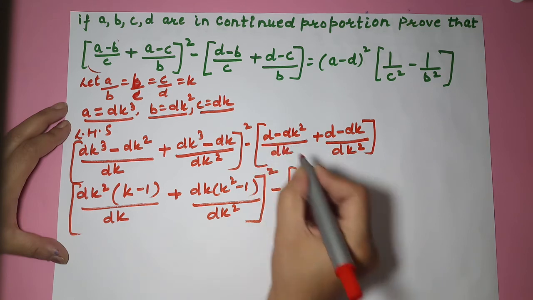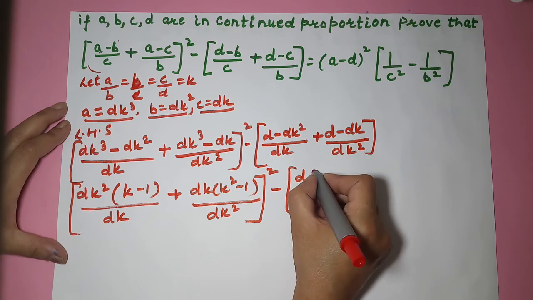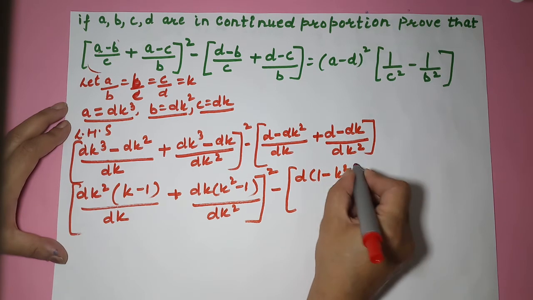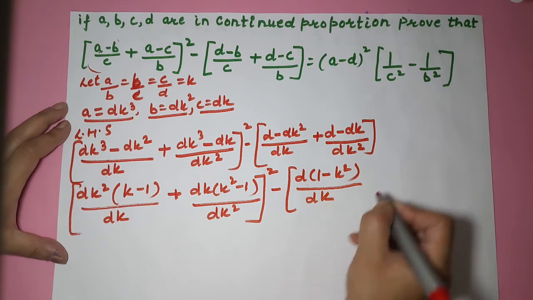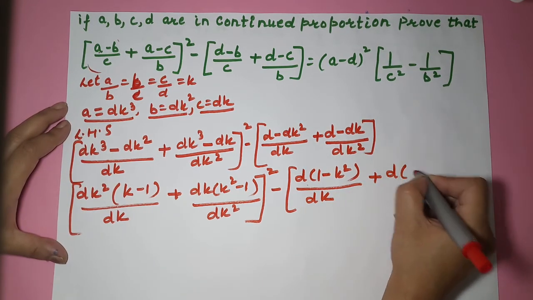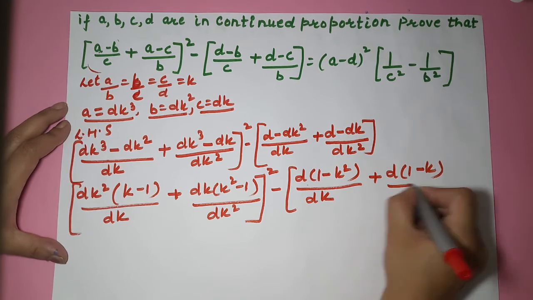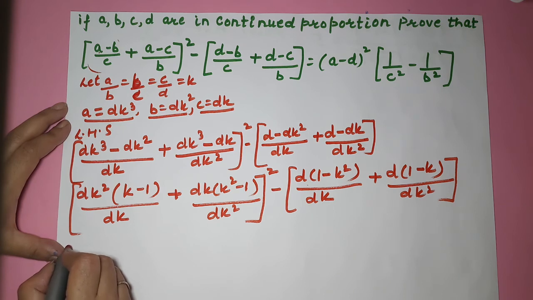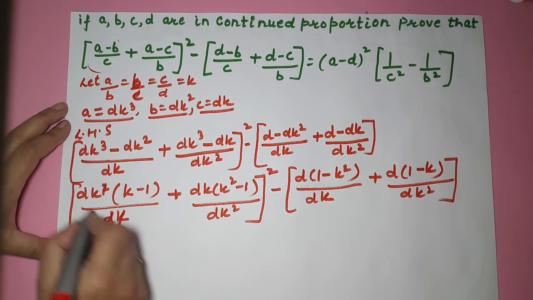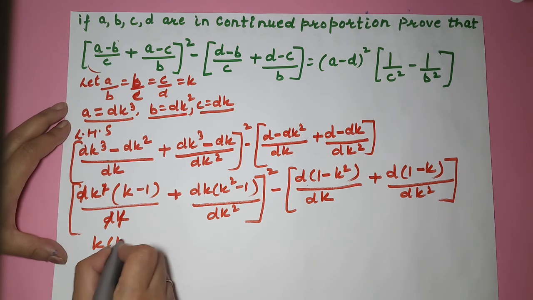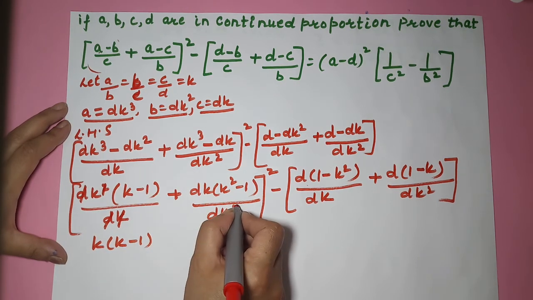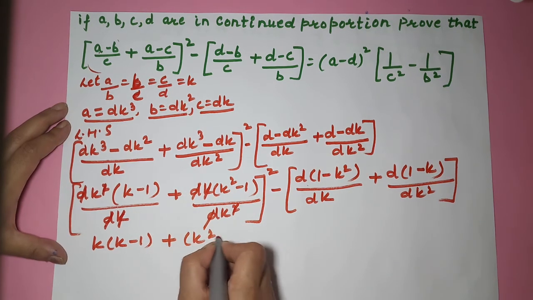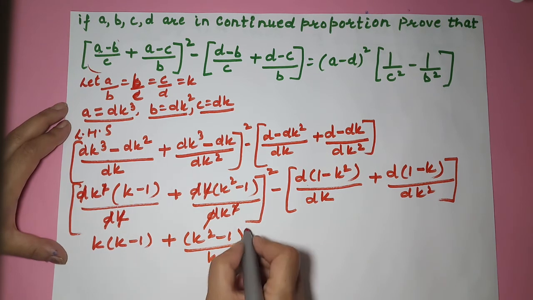Now here I have D. I can take D common. I'll get 1 minus K square upon DK, plus if I take D common, I'll get 1 minus K, and then DK square. Right? Okay. Then I have K and K will go, D and D will go. So I'm left with K into K minus 1. Here K and K will go, D and D will go, plus K square minus 1 upon K whole square.